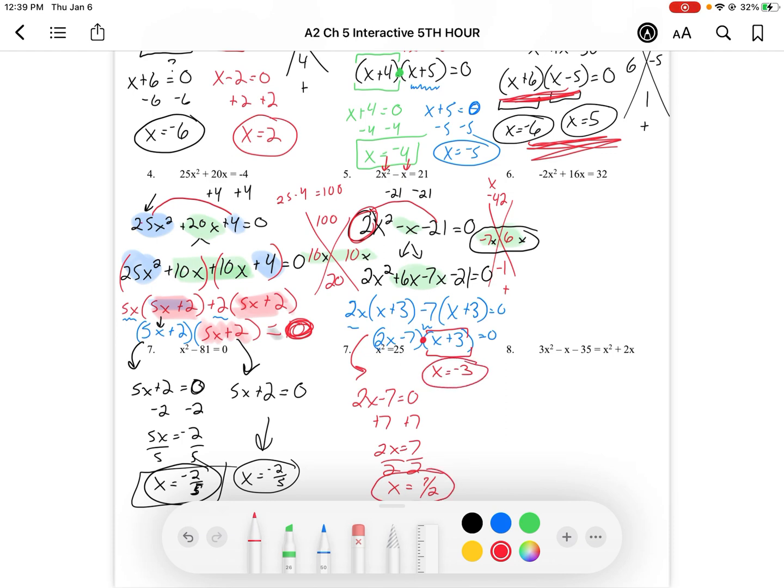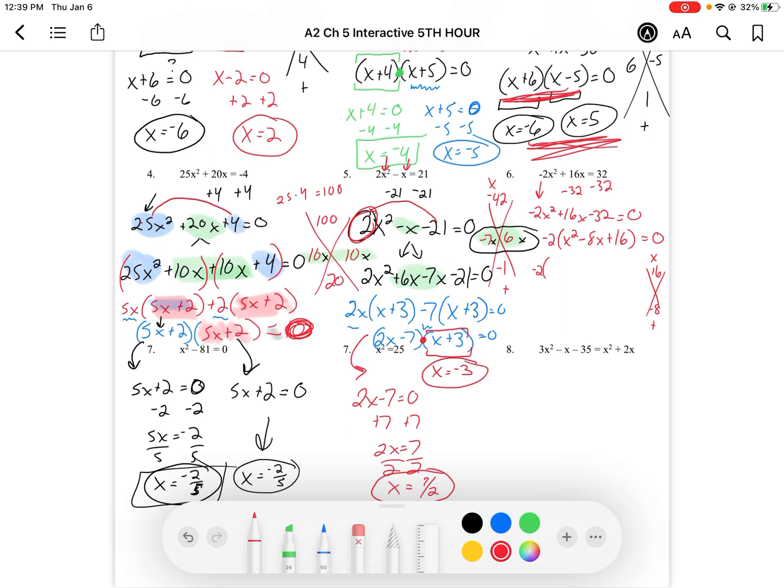So there's my two solutions, folks. Let's try number 6, negative 2x squared plus 16x minus 32 equals 0. I do have a cursed number in front of the x squared, but I can factor it out. I'm going to factor out a negative 2 here. It's going to leave me with x squared minus 8x plus 16 equals 0. And now this is an easy one to factor. I'm looking for numbers that multiply to 16 and add to negative 8.